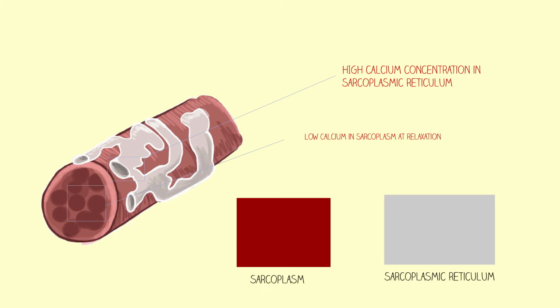At relaxation, muscle fibers have a very low concentration of calcium in the sarcoplasm, while the sarcoplasmic reticulum has an exceptionally high concentration of calcium. This forms an incredible 10,000-fold difference. In other words, for every 1 calcium ion in a sarcoplasm, there are 10,000 in the sarcoplasmic reticulum.